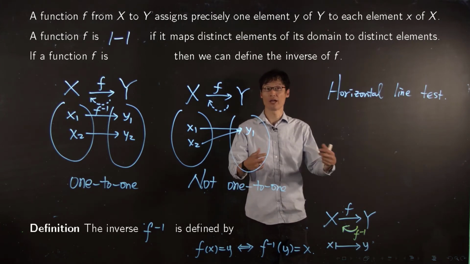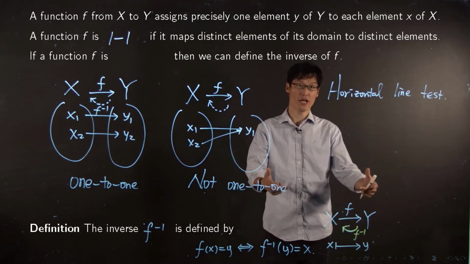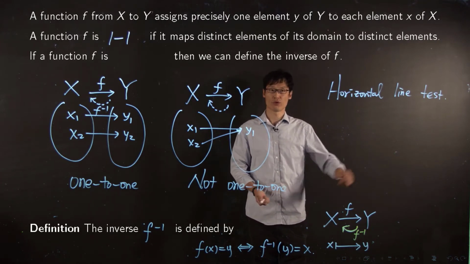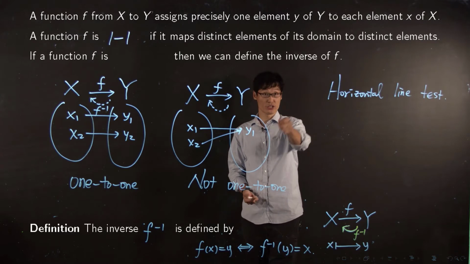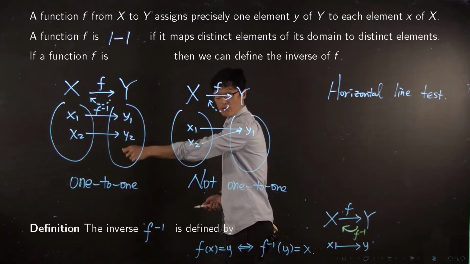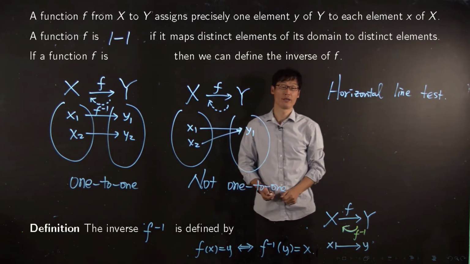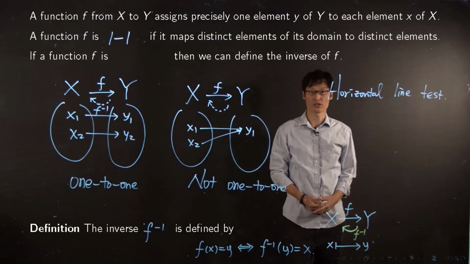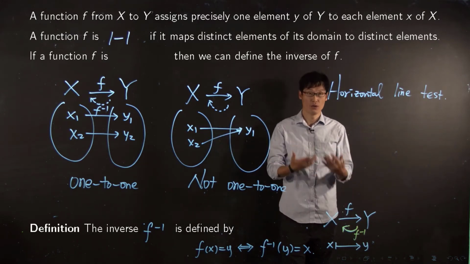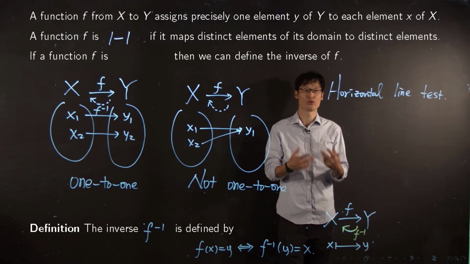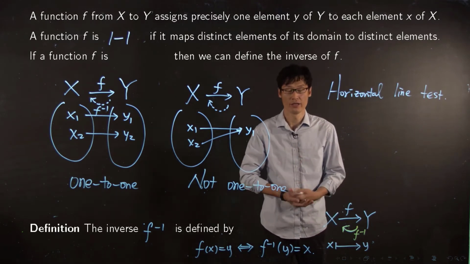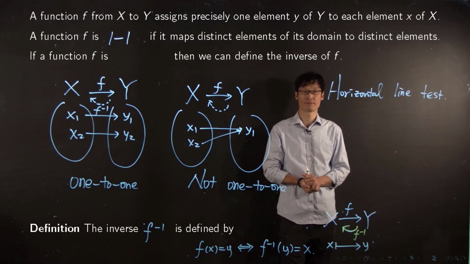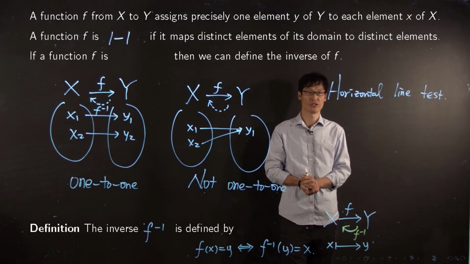For example, sine, cosine, and tangent curves are not 1 to 1 because, for example, the sine curve repeats the same pattern forever for every 2 pi. So once you draw a horizontal line, you will see infinitely many intersections. That's why the function is not 1 to 1. But there is a way to define an inverse somehow by restricting the domain. That's what we will discuss in the next slide.